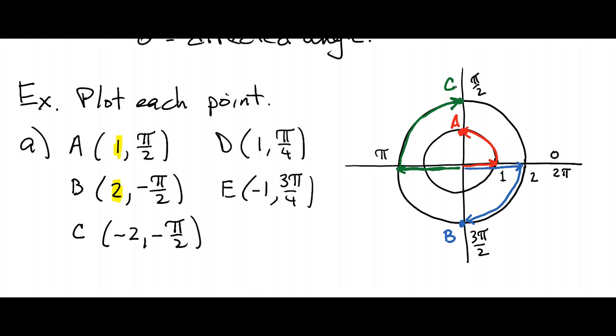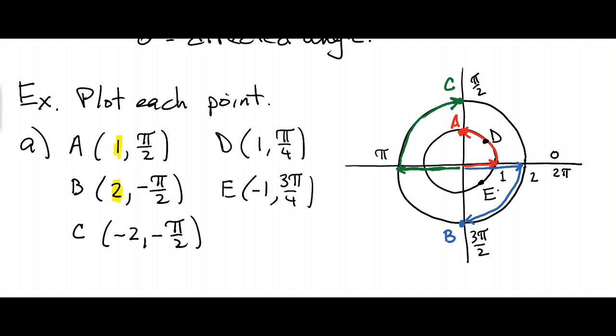Alright, the last two. D is 1, pi over 4. So again, I'm going to go out to the first circle, and then I'm going to rotate 45 degrees. That's going to be right over there, point D. And then the last one is negative 1, 3 pi over 4. So I'm going to go out to the left to the first circle, and then I'm going to rotate 3 pi over 4, which is going to put me right over there for point E.